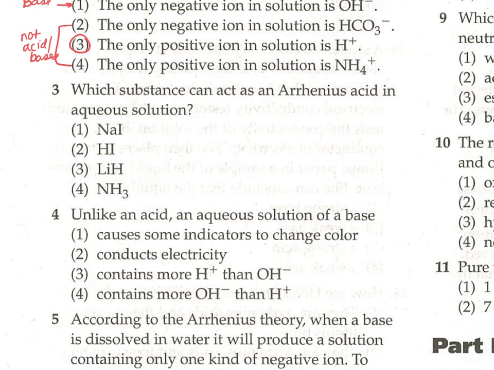Number 3, which substance can act as an Arrhenius acid in an aqueous solution? So again, we can go to table K and find something on table K that either is an answer choice or looks a lot like an answer choice. So the key with this is you want to have the hydrogen in the front.